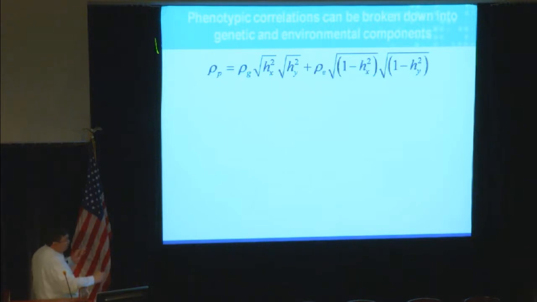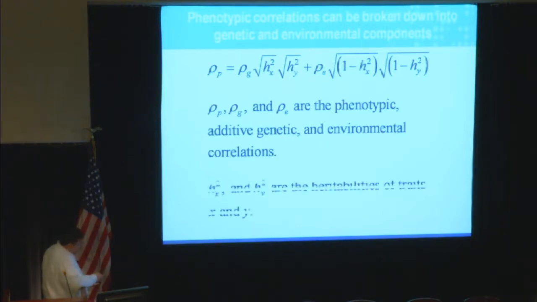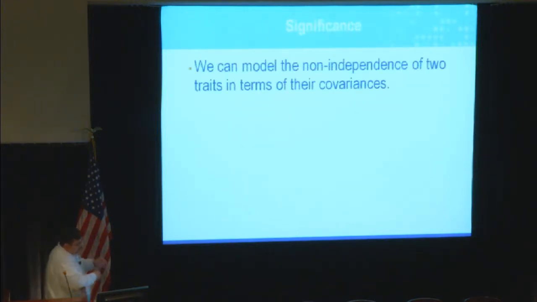All right, and this is just an equation from Falconer's standard Introduction to Quantitative Genetics textbook. And it's the decomposition of the phenotypic correlation. Here, rho P, rho G, and rho E are just the phenotypic, additive genetic, and environmental correlations. And H squared sub X and Y are the heritabilities for traits X and Y. And that's just how the equation shakes out. Right? That equation is embedded in what's called a bivariate model, where we can use that model to estimate the genetic correlation coefficient. And on estimating the genetic correlation coefficient, we can then test if there's pleiotropy, and if there is pleiotropy, if it's complete or partial.